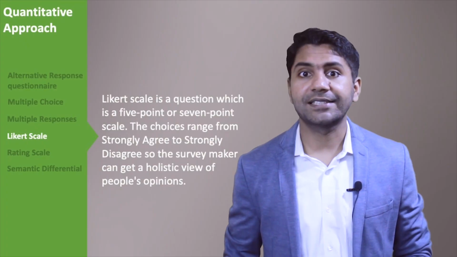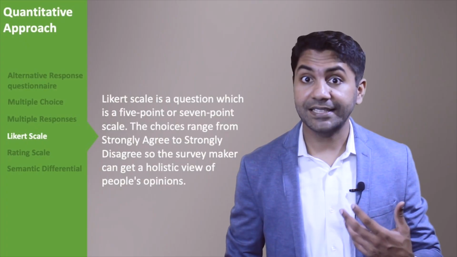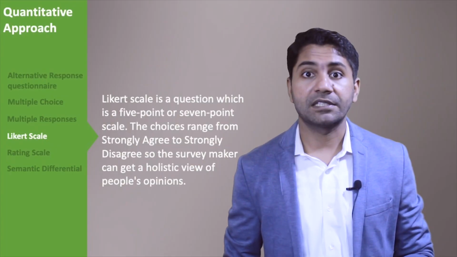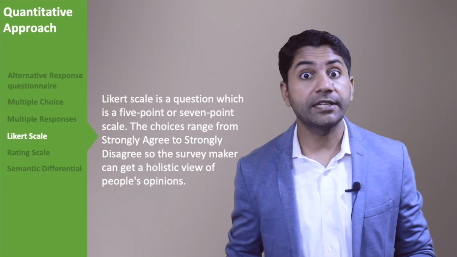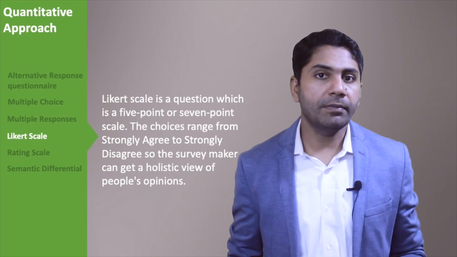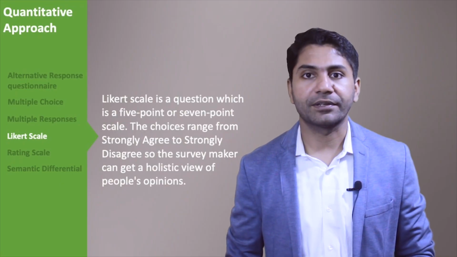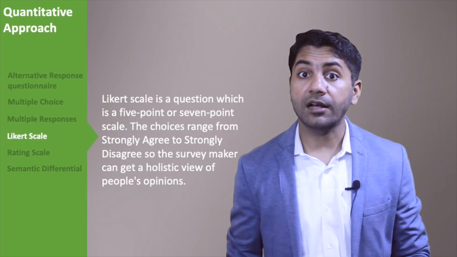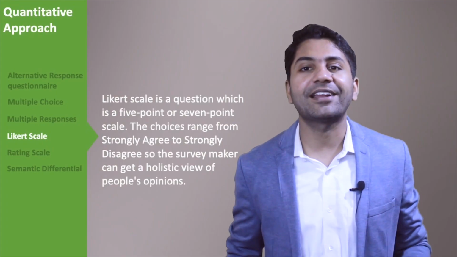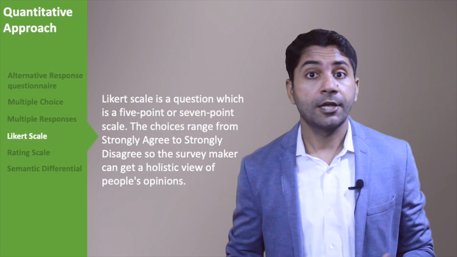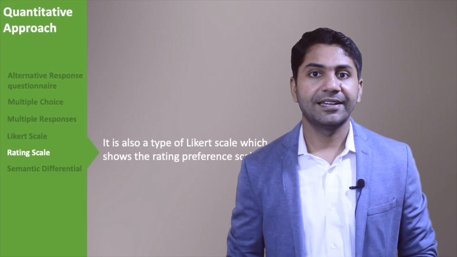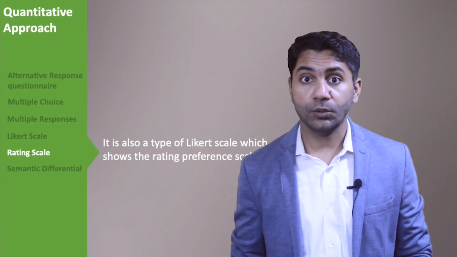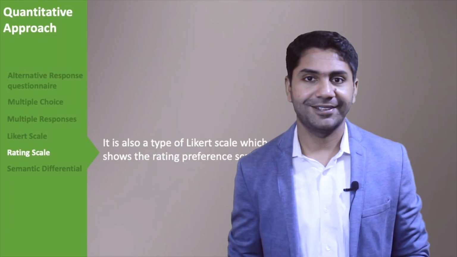The fourth one is the Likert scale. So what exactly is a Likert scale? The Likert scale is a questionnaire method which is a 5-point or a 7-point scale. The choices range from strongly agree to strongly disagree, so the survey maker can get a holistic view of people's opinions. The Likert scale asks the respondent to choose between several levels of satisfaction, such as strongly agree, somewhat agree, neither, slightly disagree, or strongly disagree. The next one is a rating scale. It is also a type of Likert scale which shows the rating performance scale.